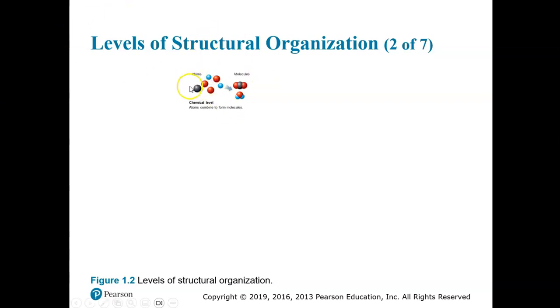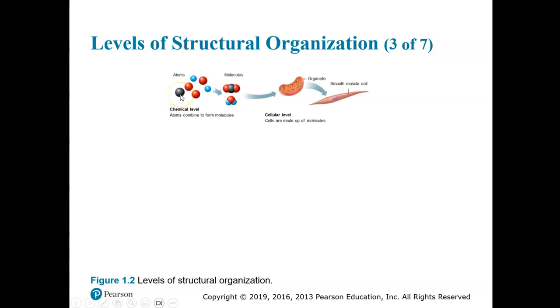What you're seeing here is the black atom is carbon. The red atom is hydrogen. No, it is oxygen. And the blue atoms are hydrogen. So if you look at the molecules that are formed, the molecule here on top that has the carbon in the middle and then the oxygens on each end, that's carbon dioxide, CO2. The molecule on the bottom is water, 2 hydrogens and 1 oxygen, H2O. So you have atoms, molecules, and then organelles.